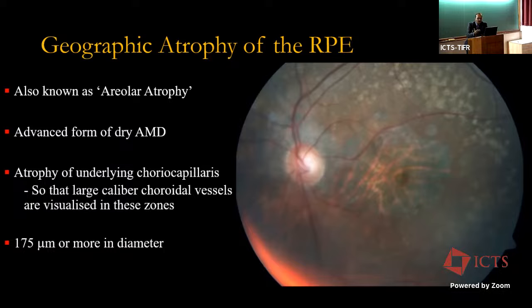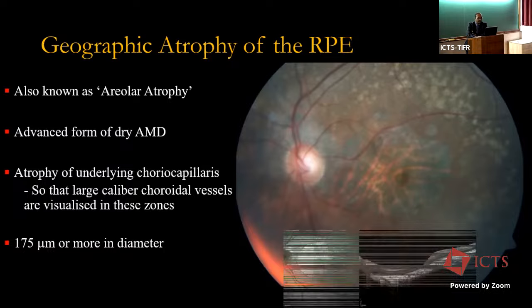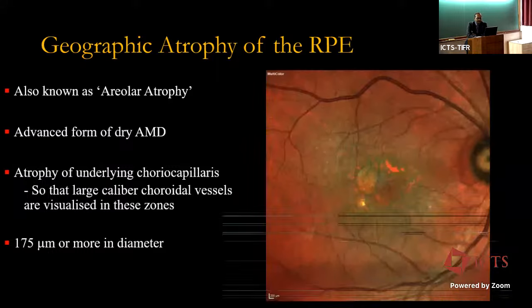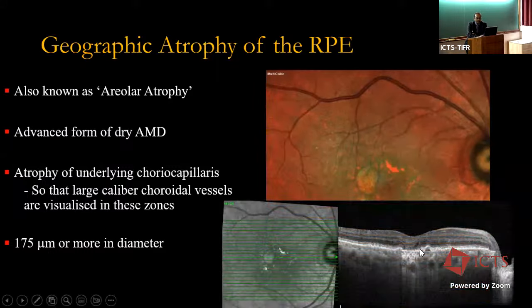There's atrophy also of the underlying choriocapillaris, so that the large choroidal vessels can be seen through. And this is officially called GA when it's 175 microns or more in diameter. This is something that comes as a consensus definition for trials. And this is another example. You can see the RPE is completely gone here.